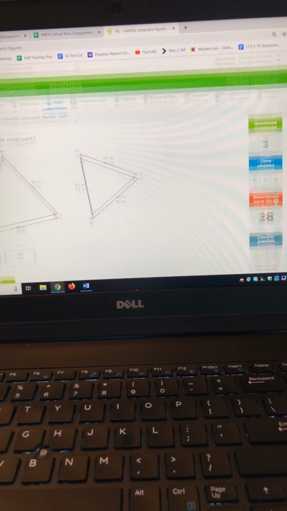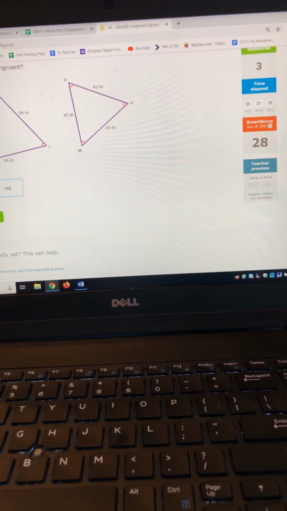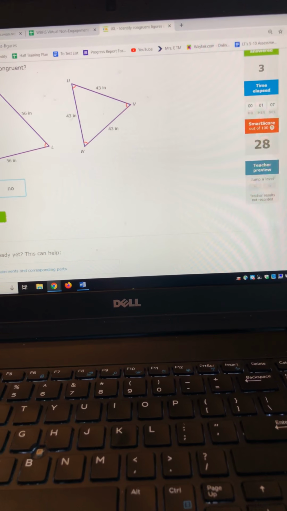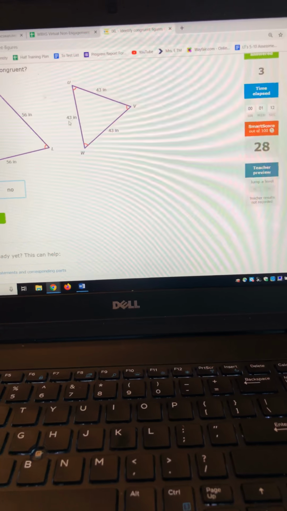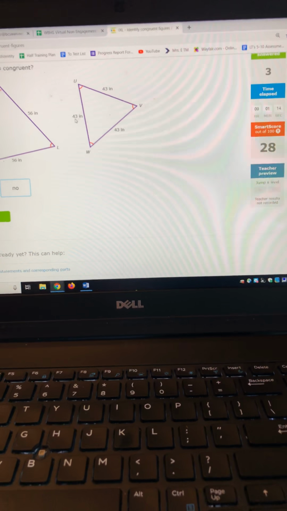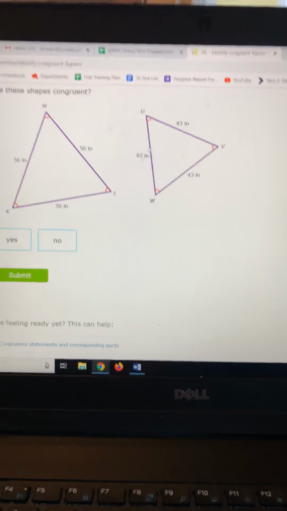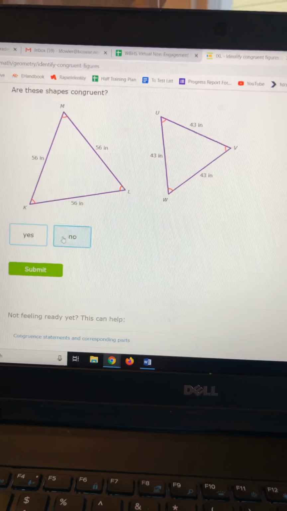Okay? Same angles, all 1 arc. Let's check the sides. 56 degrees. Ooh, these are equilateral triangles. 56 inches. Inches, not degrees. This one, 43 inches. No bueno.